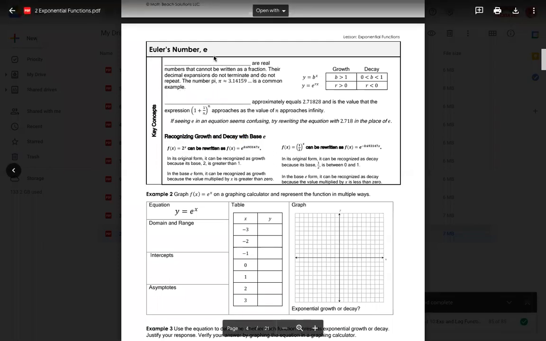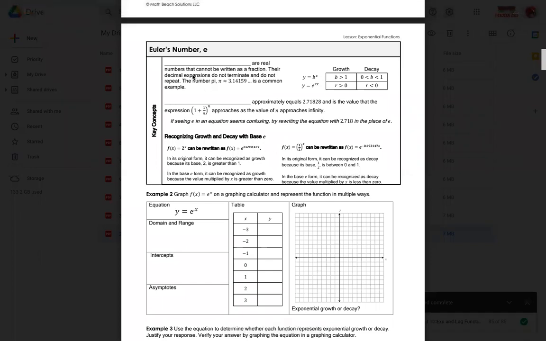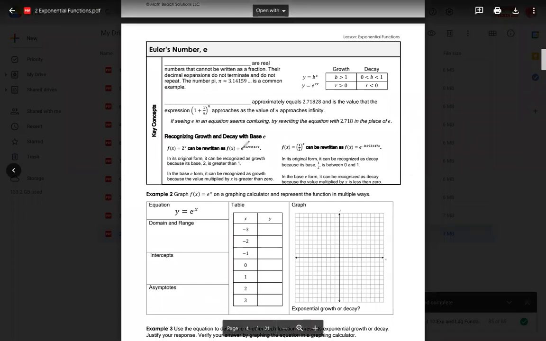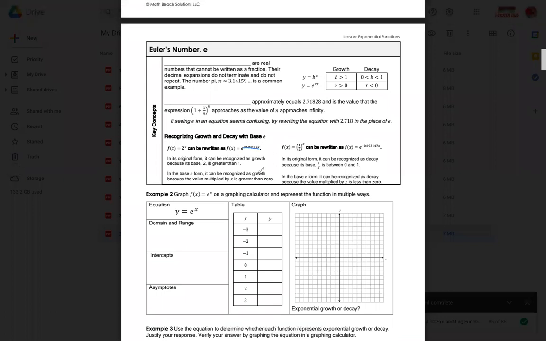Instead of it being greater than 1 or between 0 and 1, now if the exponent in front of x is positive, greater than 0, then this is a growth. Now, if this exponent number in front of x is negative, then that's a decay. So that's how you can tell the difference between the two.